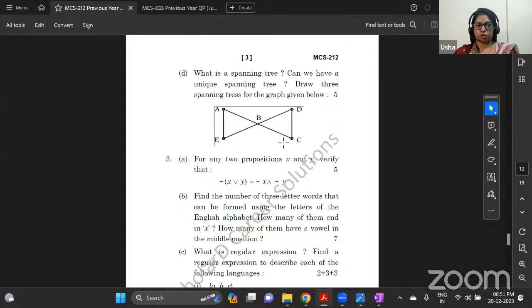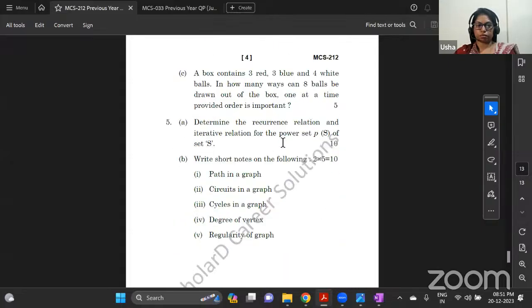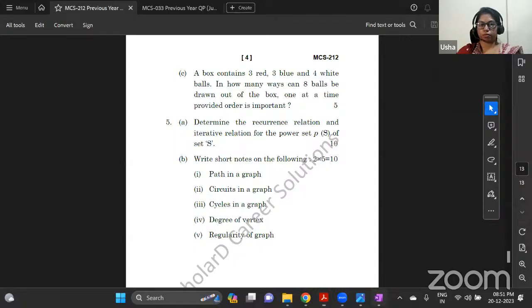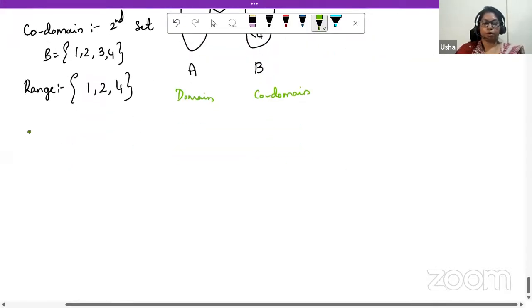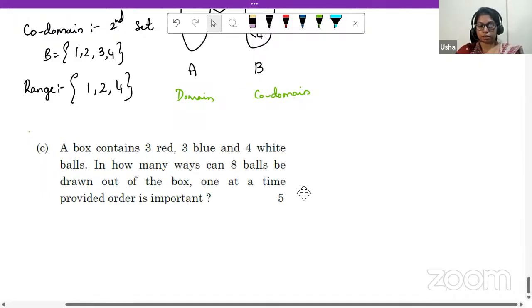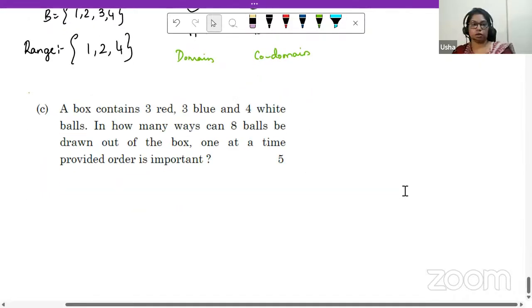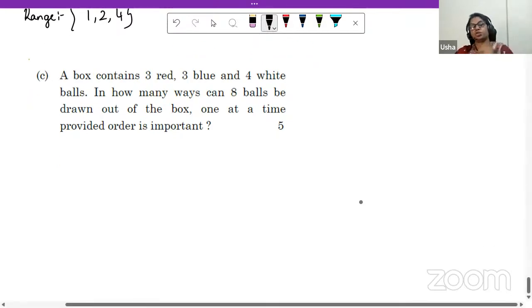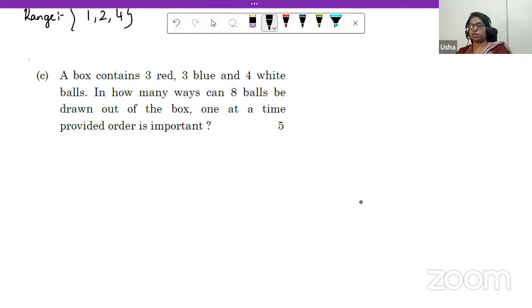Where is that question? Order is important, right? If order is important, then it is a dependent function. This question, no? A box contains 3 red, 3 blue, 4 white balls. In how many ways can 8 balls be drawn out of the box one at a time, provided order is important? So you should take out 8 balls.